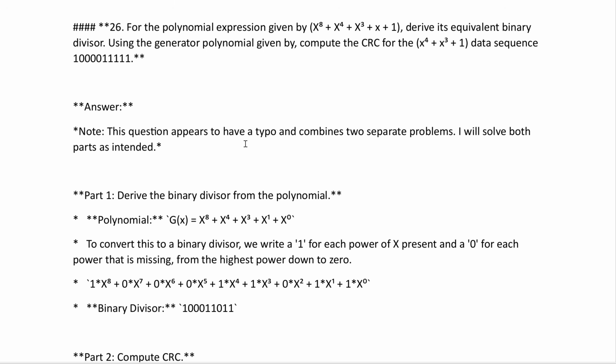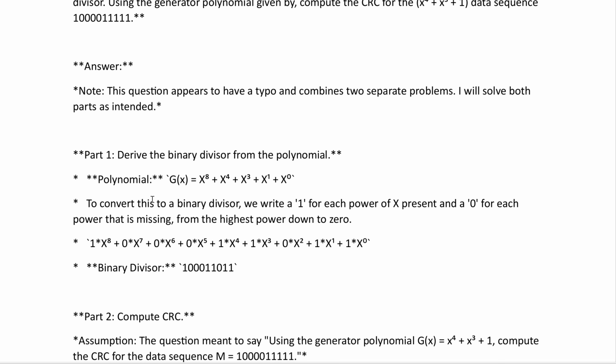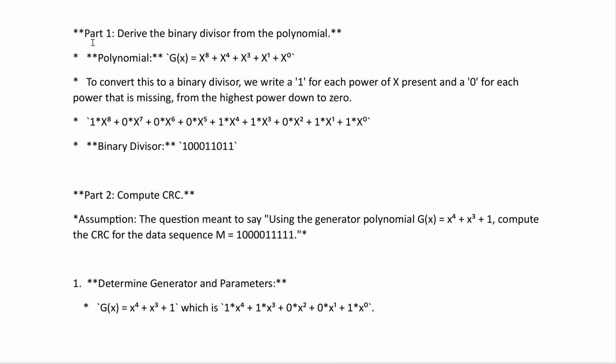So as I said, this question appears to have a typographical error. This question combines two separate problems. I will be solving two parts as intended. Part 1, we have to solve two problems. Part 1 problem is we have to derive the binary divisor from the polynomial. This polynomial is given to us, right?